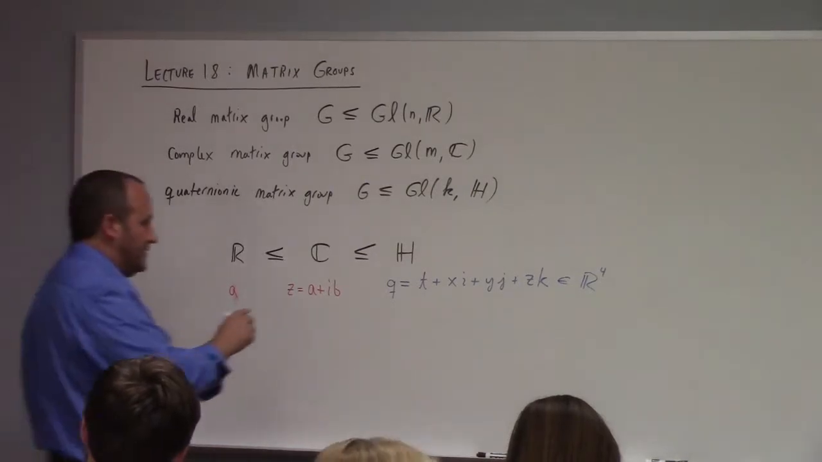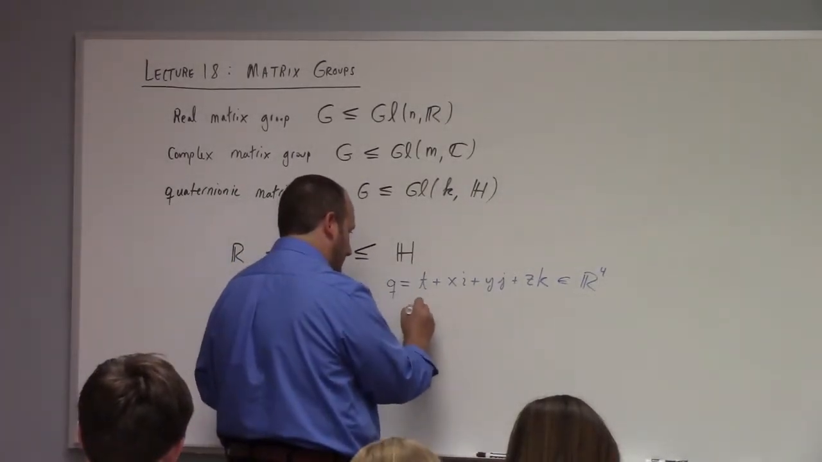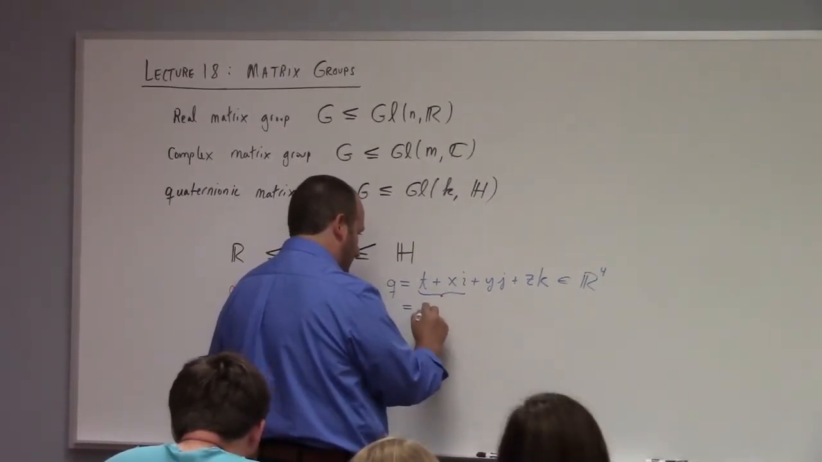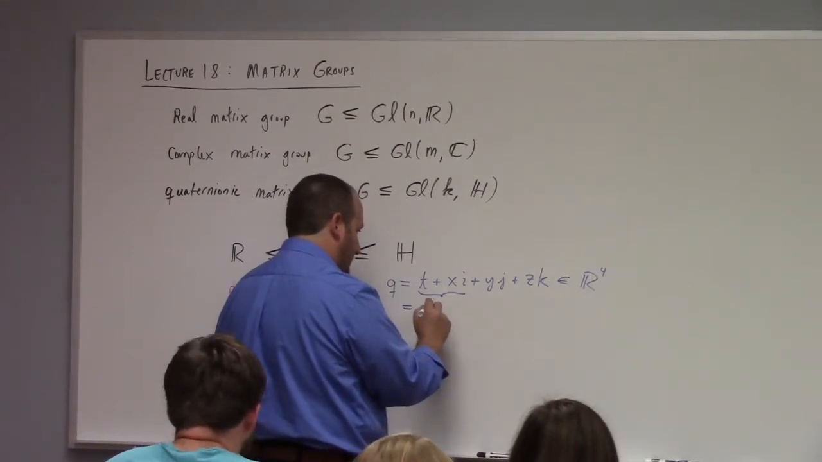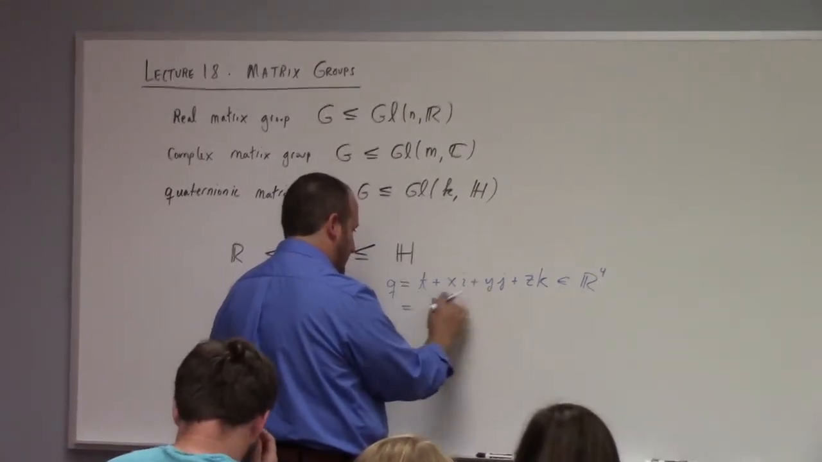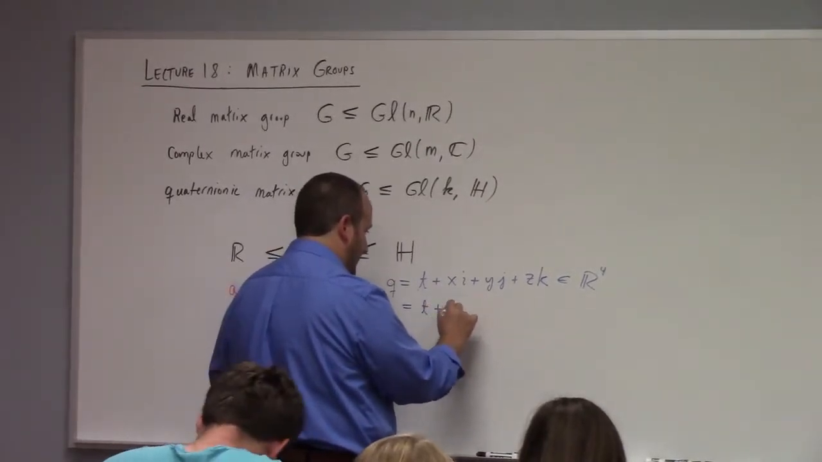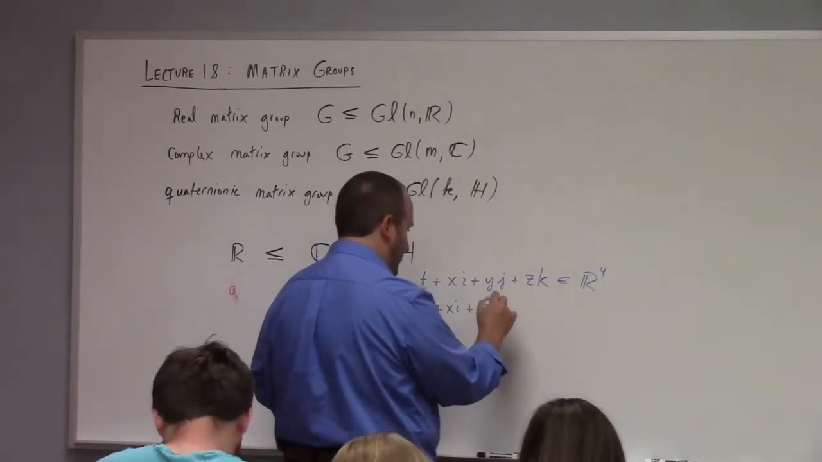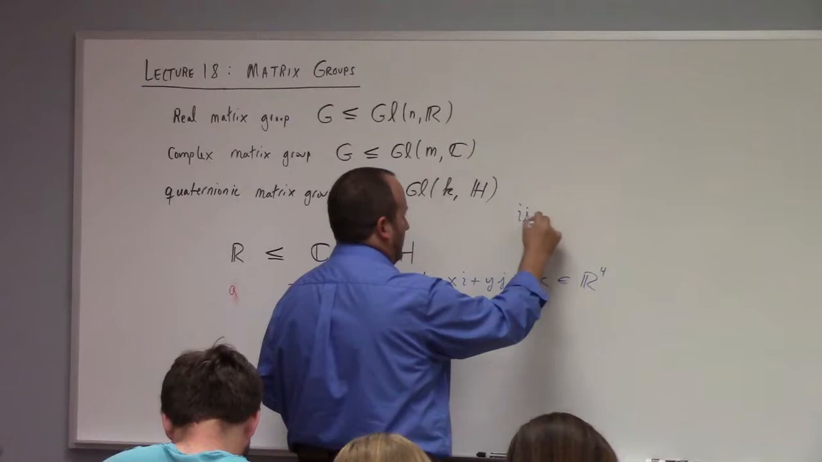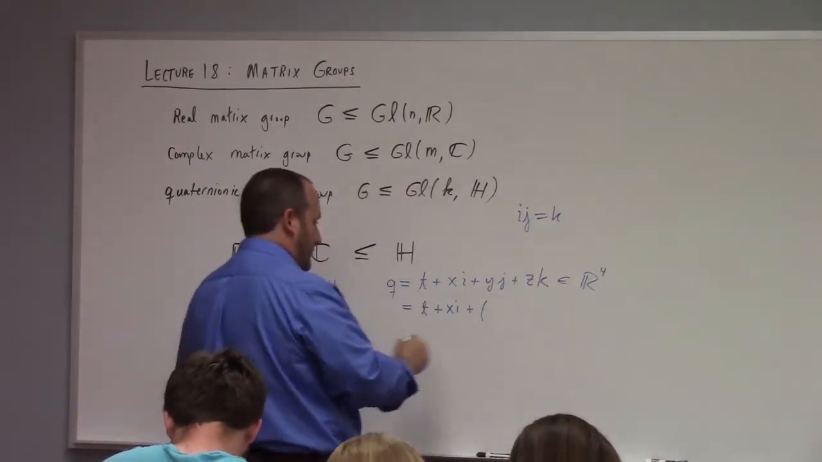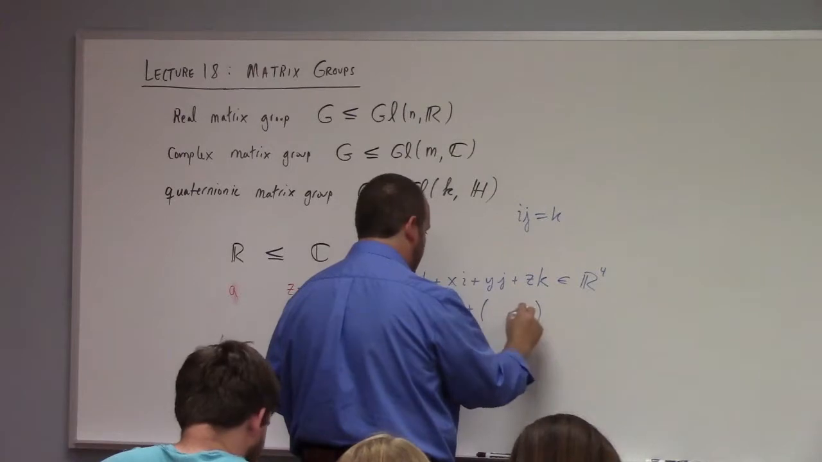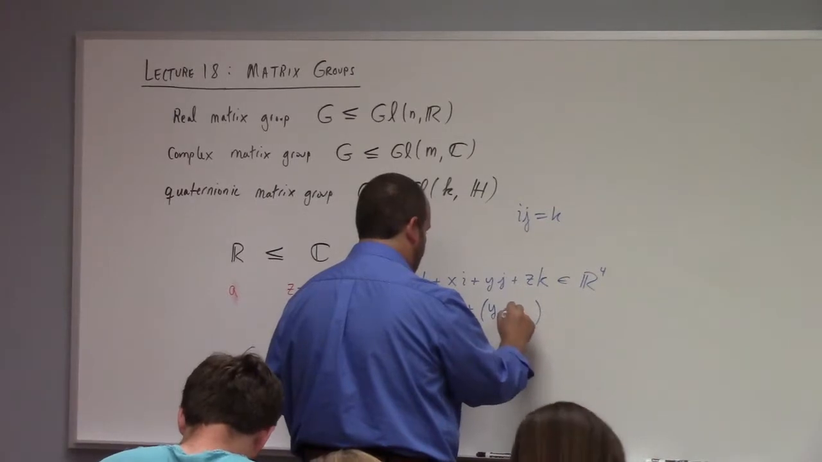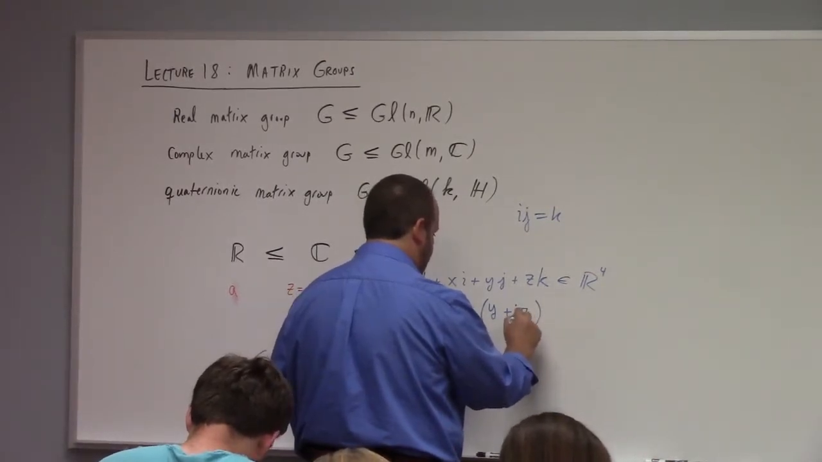But I wanted to point out that the quaternions, we could also look at this, check this out. This could also be written as, let's say, t plus xi plus, let's see here, how can I, trying to think, we've got ij equals k. There's a way to write this as a complex number, something of the form, let's say, y plus iz times something.